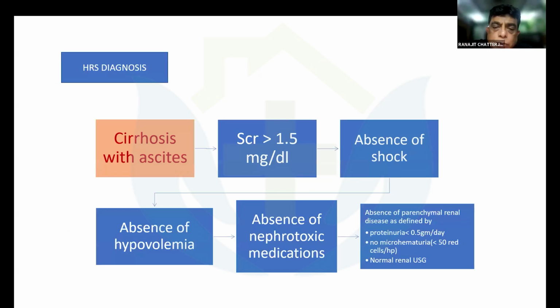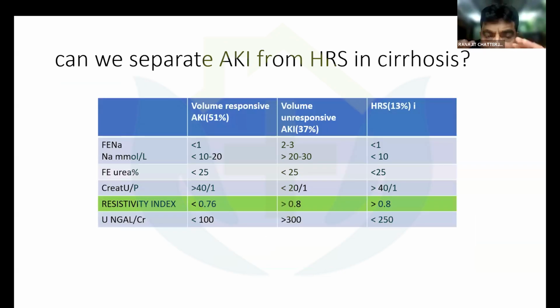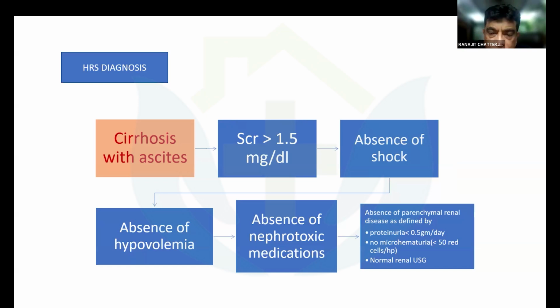Cirrhosis with ascites, serum creatinine 1.5 milligram per dL, absence of shock. So in the situation of cirrhosis with ascites, if the creatinine is rising, if there is no shock, no toxic medications which have been given, and if there is no renal parenchymal disease which is defined by proteinuria, hematuria, and renal ultrasound. So if you have all these negative and a resistivity index of more than 0.8, then only you will say that this is hepatorenal syndrome.